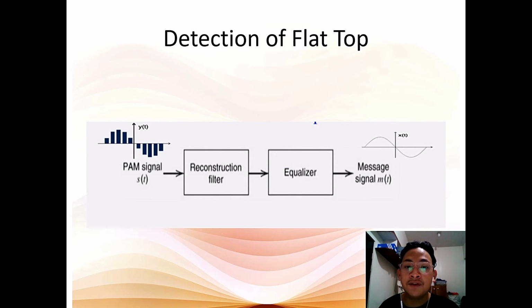The detection of a flat top starts with the application of the PAM signal to the reconstruction filter, or in this case, a low-pass filter. It will remove all the high-frequency ripple from the PAM signal. Next, the equalizer will remove the aperture effect, which is present in a flat-top PAM signal. The distortionless signal will then produce a continuous time signal, which is recovered from the PAM signal.